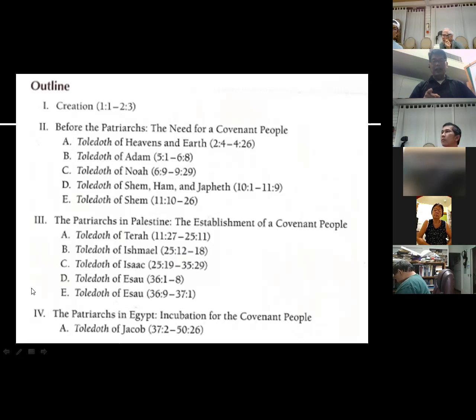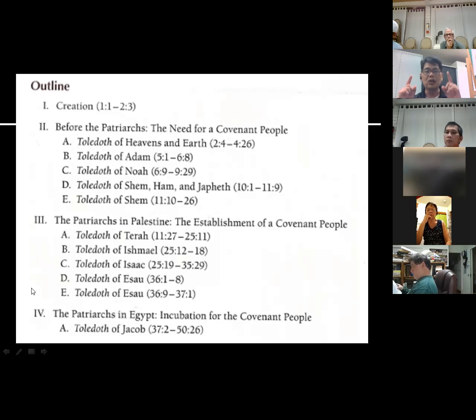Now, if you notice the outline, Hill and Walton embrace an outline of genealogies. From the time of Adam, Noah, Shem, and then he uses the word Toledoth, the genealogy format. They seem to suggest that the writer was putting in a cohesive literary format by using the keyword genealogy. Here's how it began, from God's creation, and then moving on.